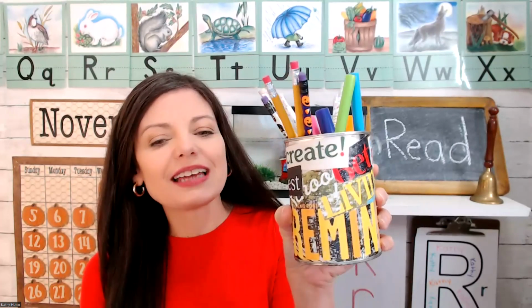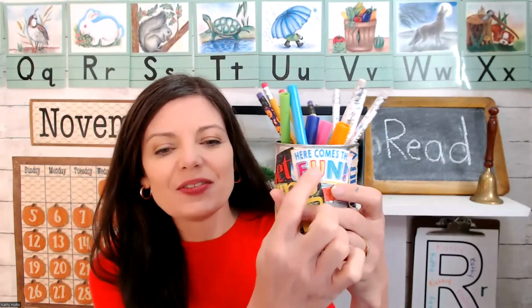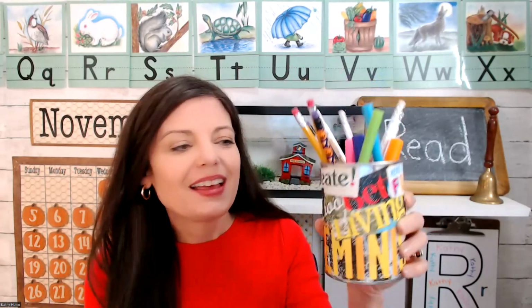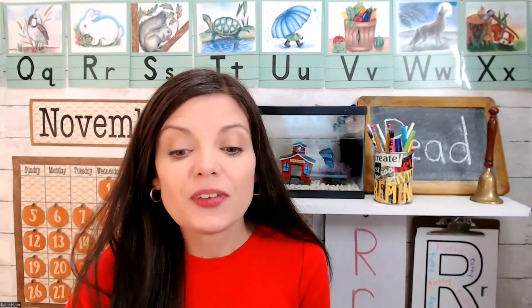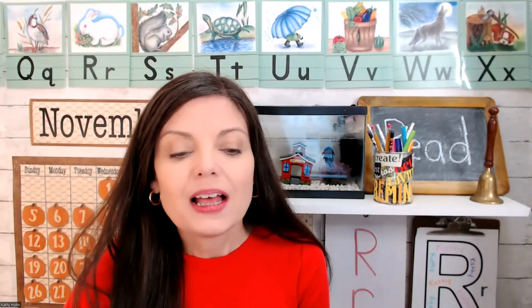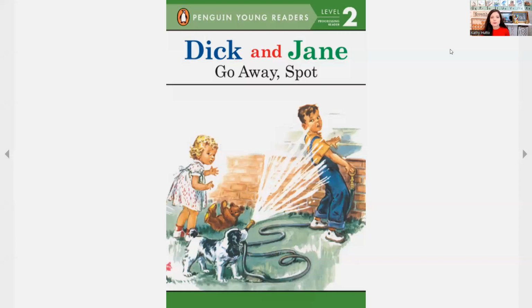So here's another look at that can for holding my pencils and markers, and I have lots of words and letters on it. Well, now it's time for story time, and we're reading a very special book today. Long ago, children learned how to read and practice their reading using Dick and Jane books. We're going to read some of the stories from this Dick and Jane book. It's called Go Away, Spot.